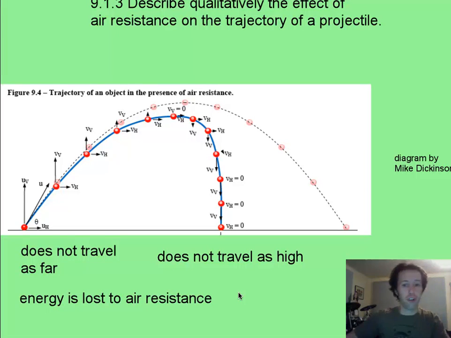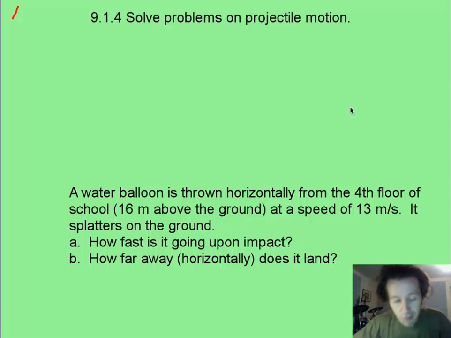And this might seem frustrating because it's harder to predict where things are going to land, but it makes curveballs curve, it makes footballers be able to bend kicks, and allows lots of exciting things to happen to an otherwise boring parabolic projectile trajectory. Doesn't get any more fun than throwing water balloons off the top of your school.